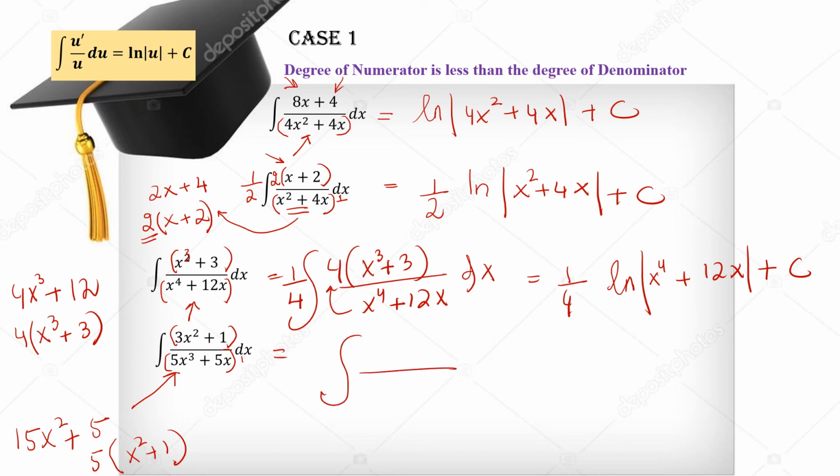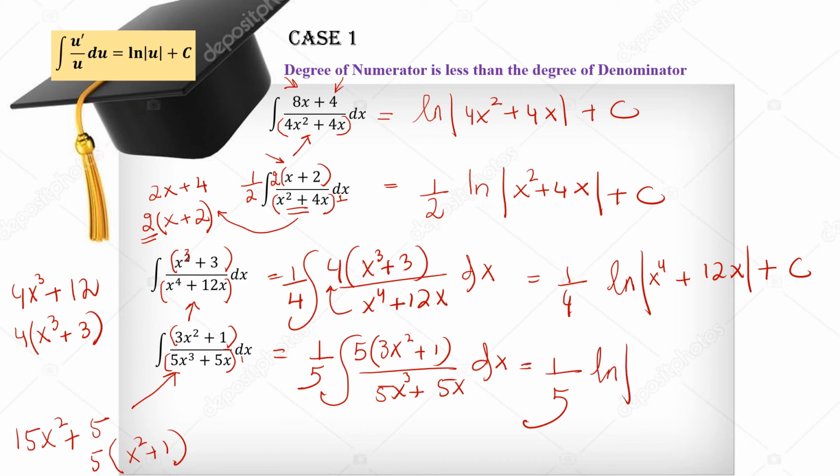So in that case, I will multiply and divide with the number that is missing from my question to make the perfect derivative. So I write 5 inside, 1 over 5 outside. Once it is done, since 1 over 5 is outside, I will write 1 over 5 outside and then log of the denominator, that is 5x cubed plus 5x and then plus c.